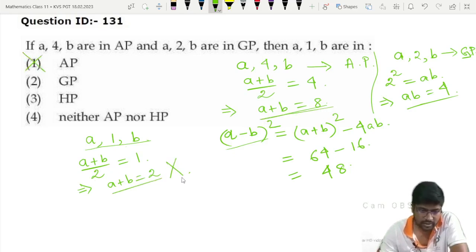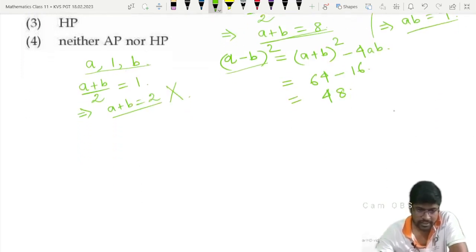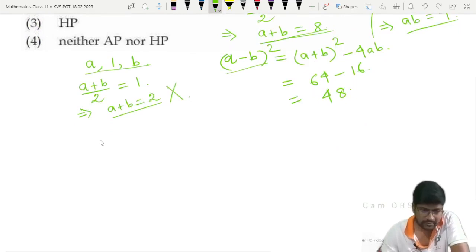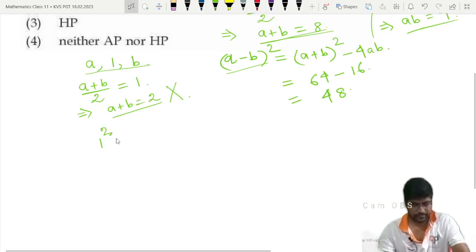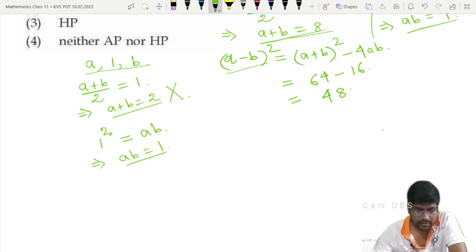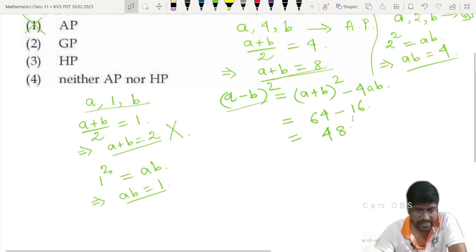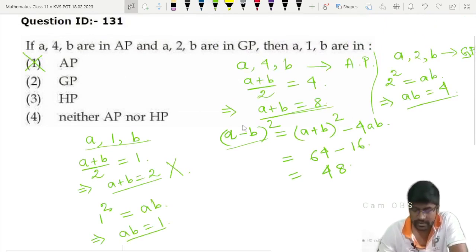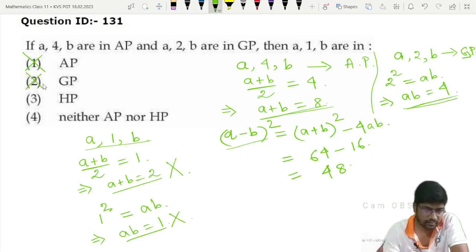So option 1 cannot be correct. Now check for GP, whether A, 1, B are in GP or not. Suppose they are in GP, then 1 square is equal to AB, again that formula. So that will give us AB is equal to 1. If A, 1, B are in GP, then AB must be equal to 1. But what we have here, see, AB is equal to 4. So this is also not possible. They cannot be in GP. So option 2 is also wrong.